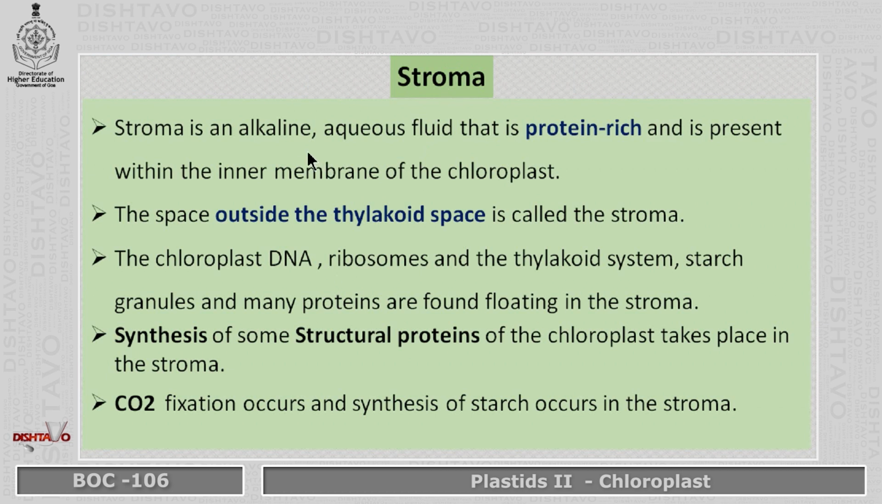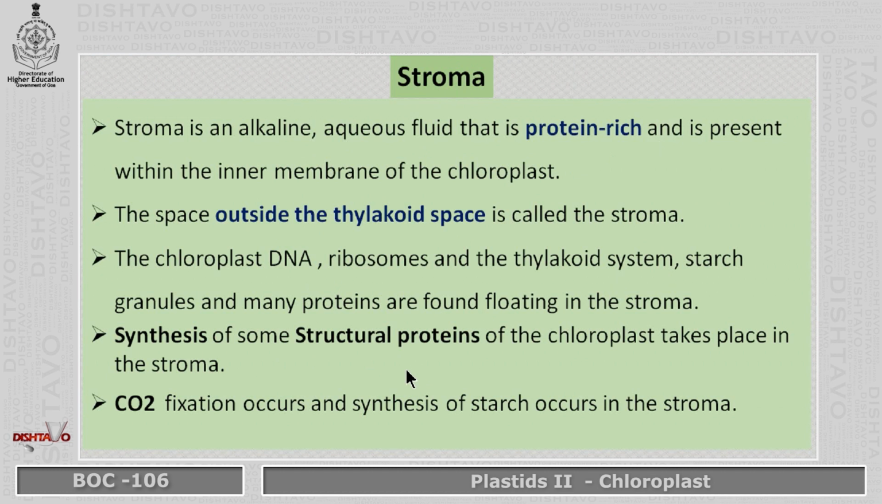Now if we take the stroma, the liquid part of it, it is alkaline, protein rich, and has a lot of enzymes in it. Now the space outside the thylakoid is that space which is having all the fluid. We call it the stroma. It also contains DNA, ribosomes, and the thylakoid system.